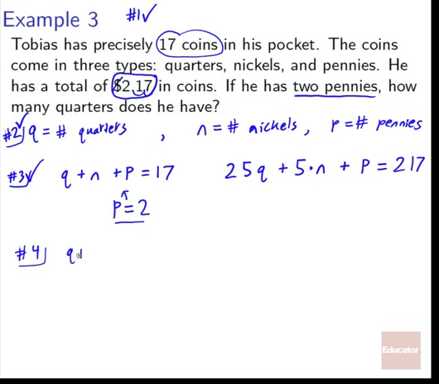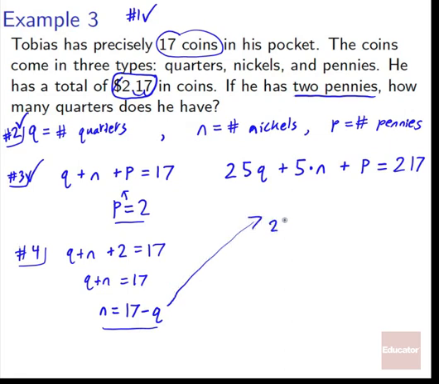So Q plus N plus 2 equals 17. So that means Q plus N equals 17, or let's go with N. We'll solve for N because we want to work out Q over here, so we'll plug it in here and we can keep working up through substitution. N equals 17 minus Q. Great. We take that information, we plug it in over here.